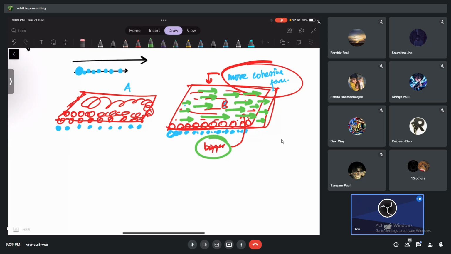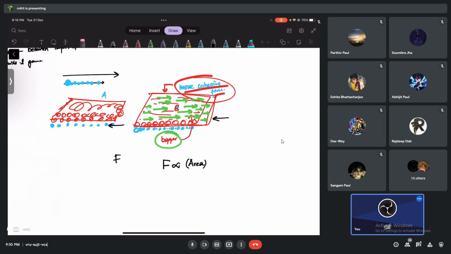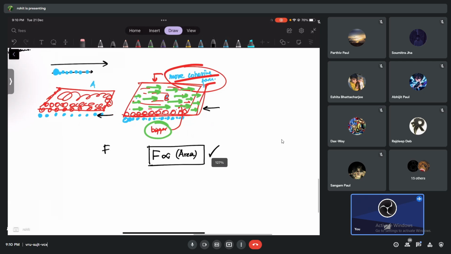So now you think and tell me. More cohesive force, you already told me, in bigger area. That means what? The opposing force from one layer applied to the other layer will be dependent on area or not. The viscous force, let me write F. It depends on area or not, guys. Just think. Yes, it will depend on area.